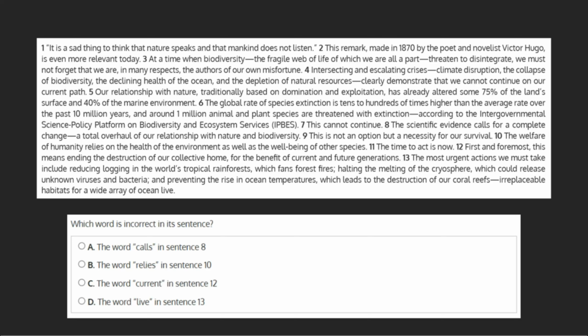Which word is incorrect in its sentence? A. The word calls in sentence 8. B. The word relies in sentence 10. C. The word current in sentence 12. Or D. The word live or live in sentence 13.